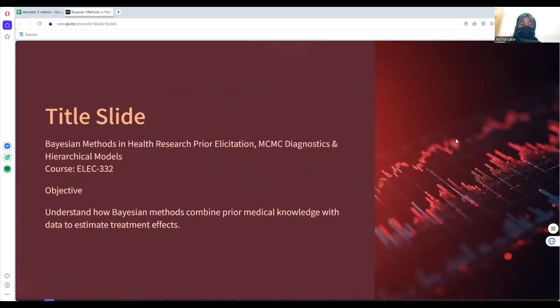First of all, let me start with what the Bayesian methods are. Our main objective is to understand how Bayesian methods combine prior medical knowledge with data to estimate treatment effects. That is what we have to study: Bayesian methods, whose main objective is to combine our prior medical knowledge with data to estimate the treatment effects. We will see this definition and objective in detail further on.